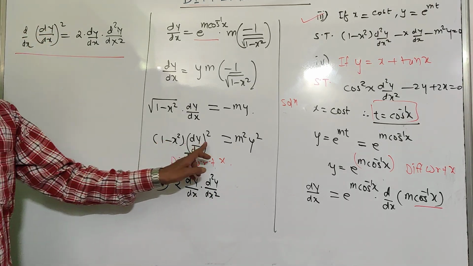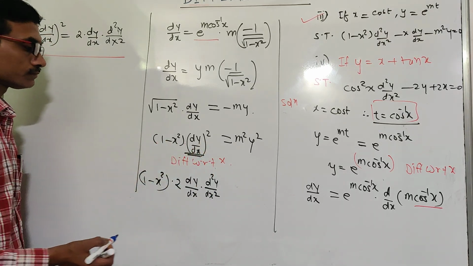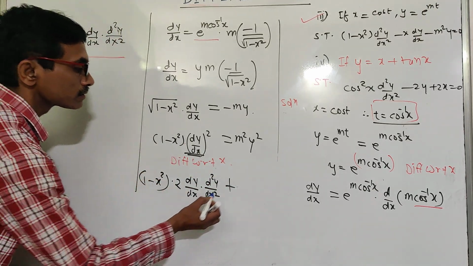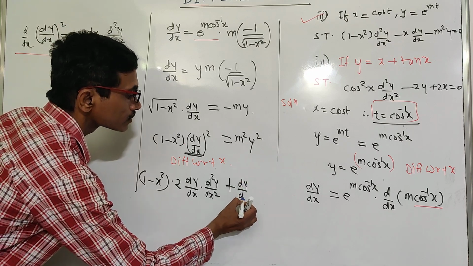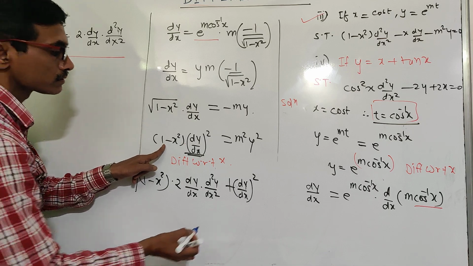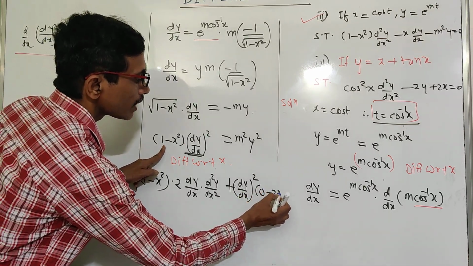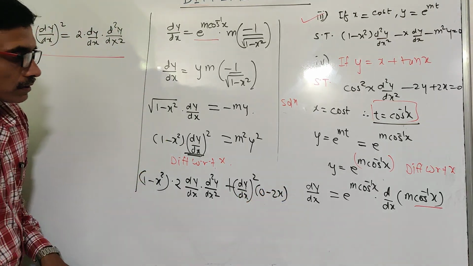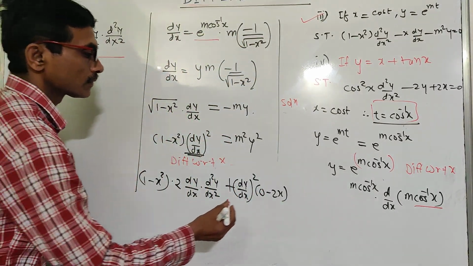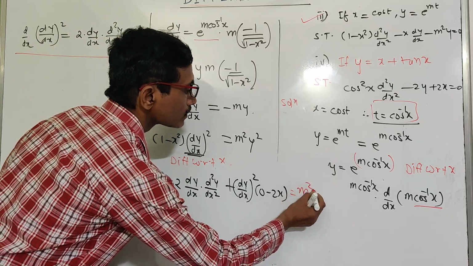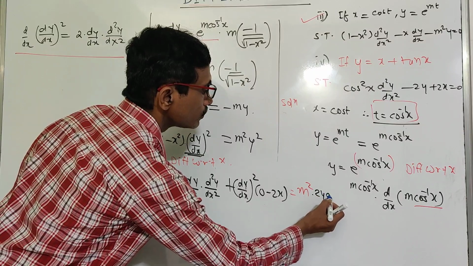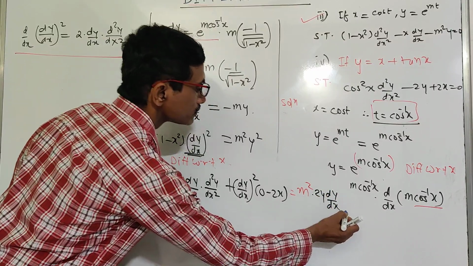This is u derivative of v plus v derivative of u, which means dy by dx, whole square, into derivative of this, 0, and minus 2x is equal to the right hand side. m square, derivative of y square, it is 2y into dy by dx.